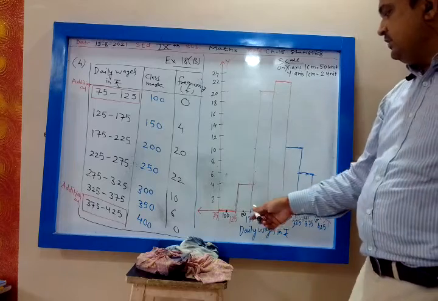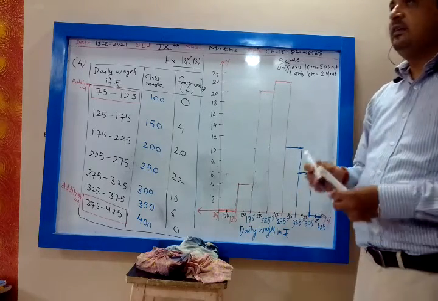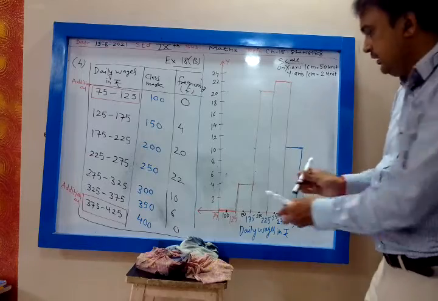Now join the class marks. Join the class marks to the tip of the rectangles. So keep the scale like this.